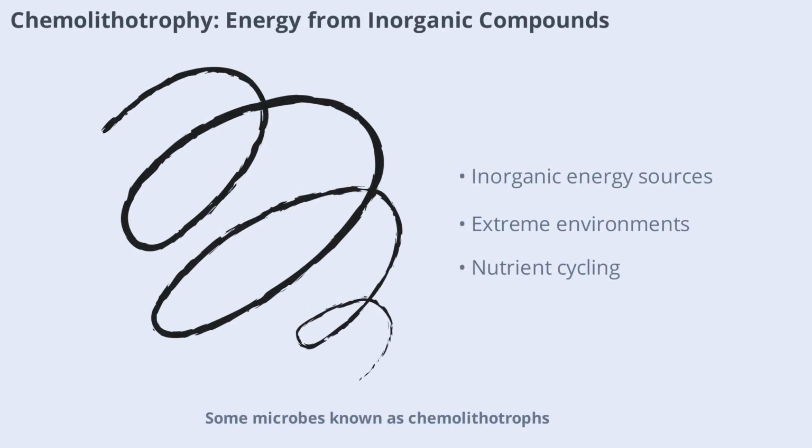Microbes, known as chemolithotrophs, obtain energy by oxidizing inorganic compounds like ammonia, hydrogen sulfide, or iron. This unique metabolism allows them to thrive in extreme environments, such as deep-sea vents or acidic hot springs. Chemolithotrophy plays a key role in nutrient cycling and supports ecosystems where sunlight is absent.